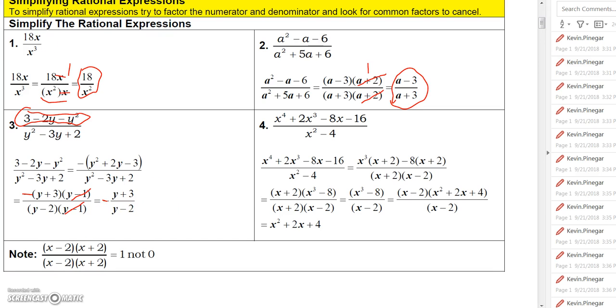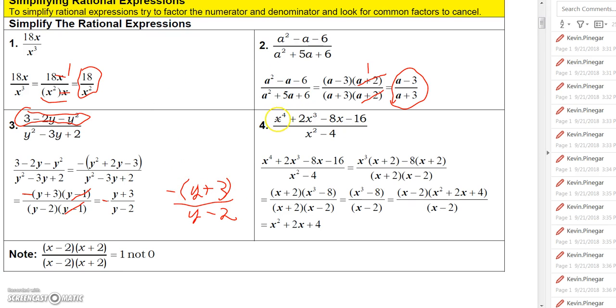Or I can also write it this way. Let me pause it so I can show you another way you could write that. You could also put the minus in the numerator, but if you do that, you want to make sure you put the numerator in parentheses. I don't really see any reason to distribute the negative through here, but you could do that as well.